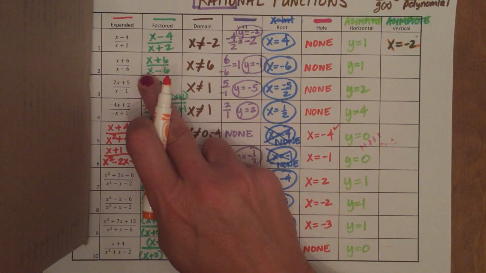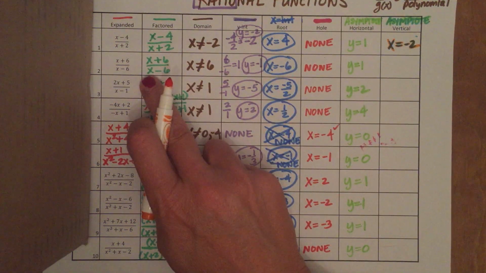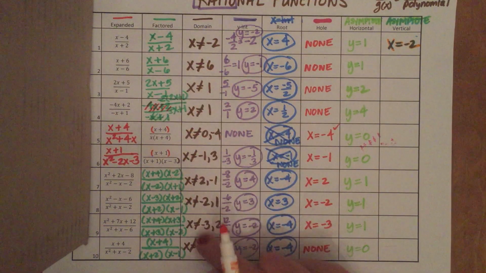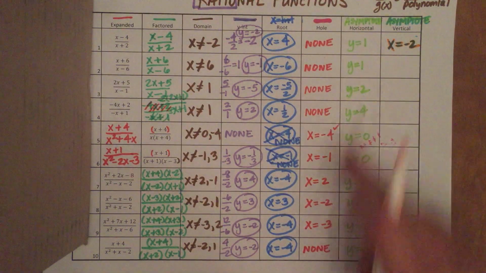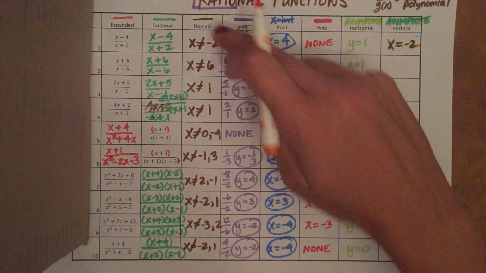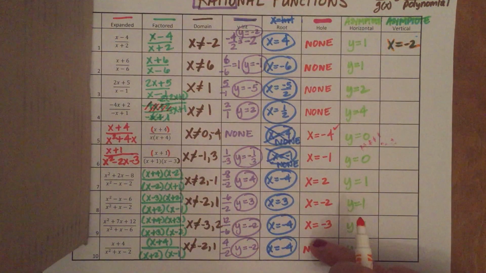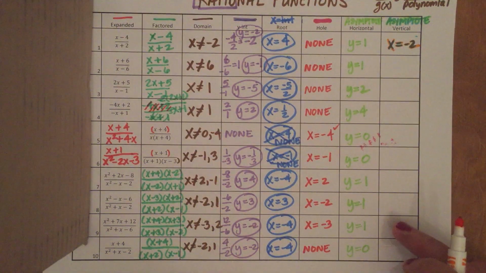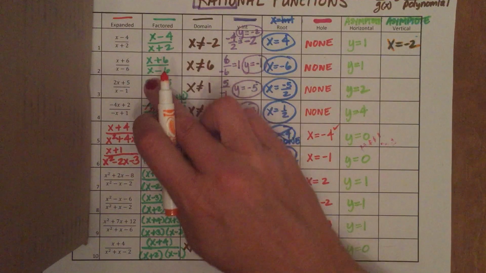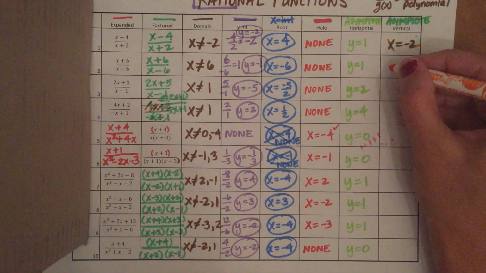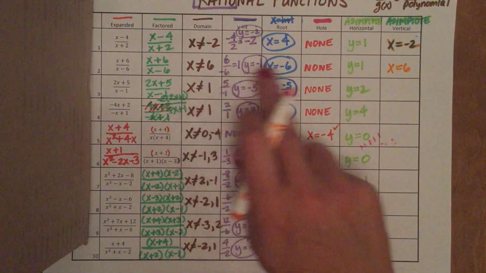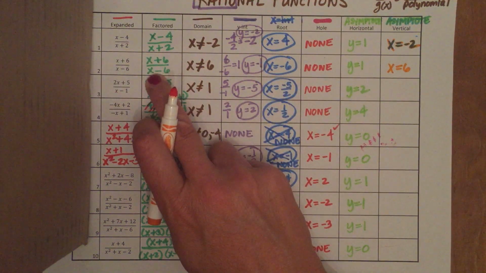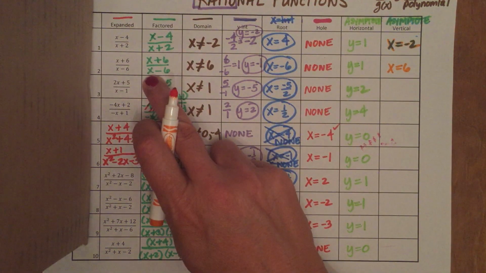Look at number 2. What did we determine in the domain that x could not equal? x could not equal 6. Basically, whatever is excluded from your domain is going to show up in your holes and your asymptotes. So all of these values are either going to be a hole or an asymptote. That's why they don't work. So here, what would make x minus 6 equal 0? Well, 6. There are no holes here, so the asymptote is 6.